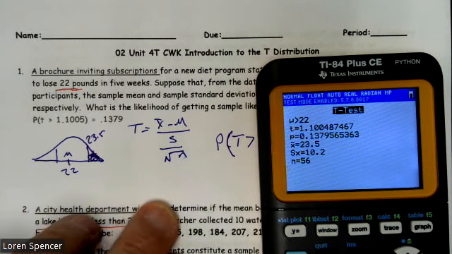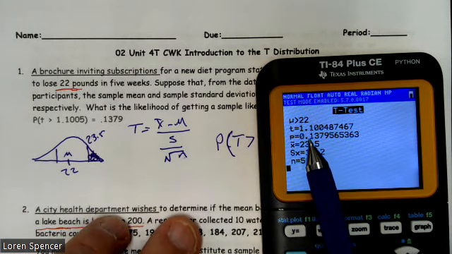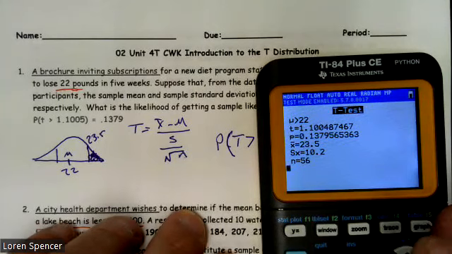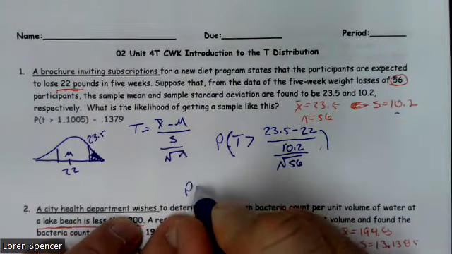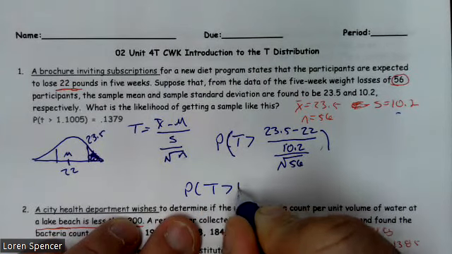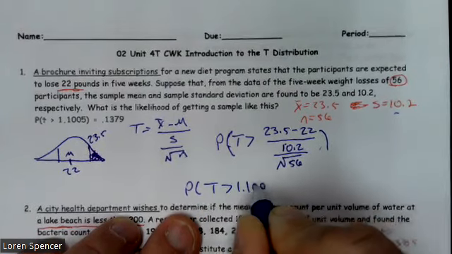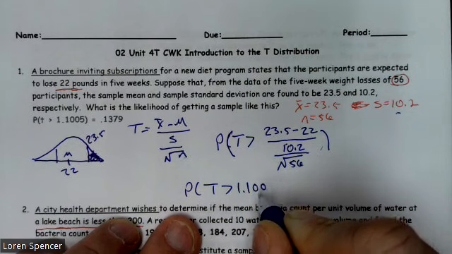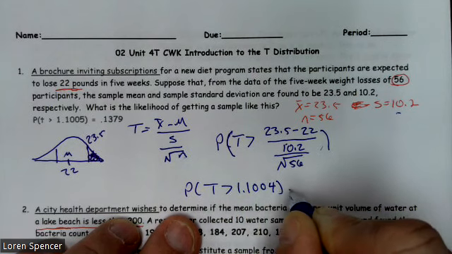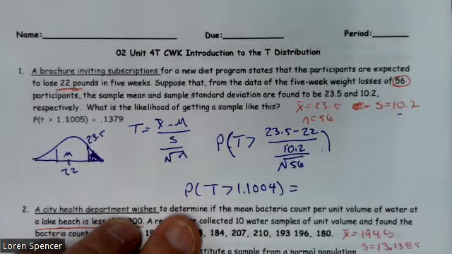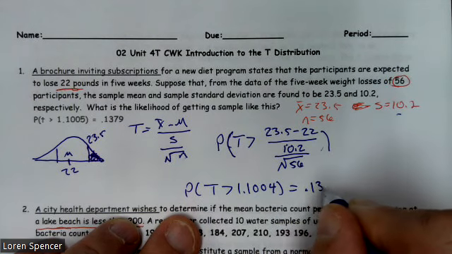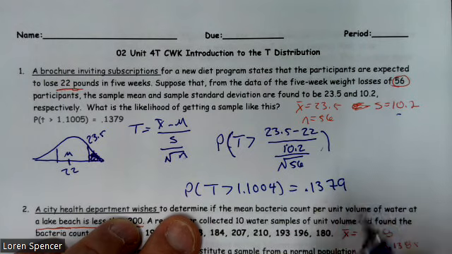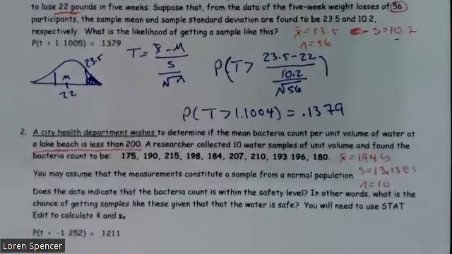And we calculate, and we end up getting a T statistic of 1.1004. So the probability that T is greater than 1.1004 equals 0.1379. So almost 14%. All right, so that takes care of that one.